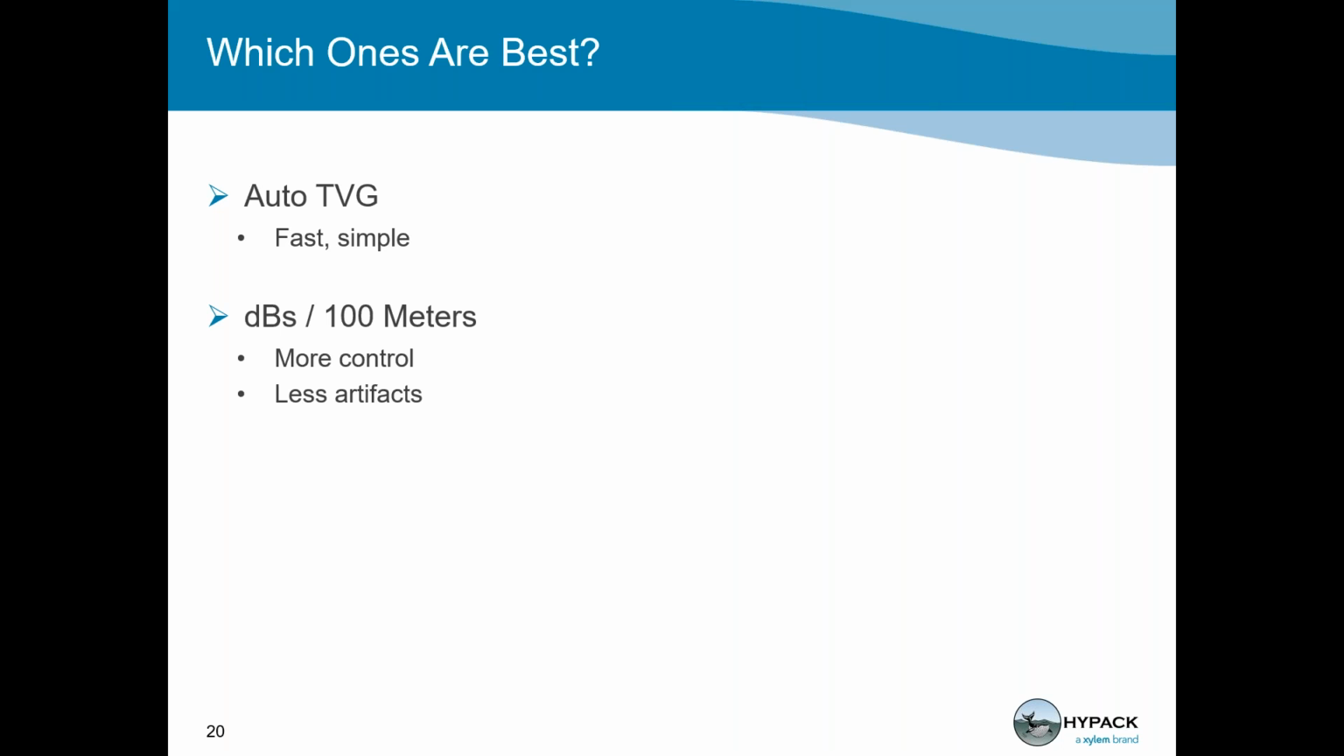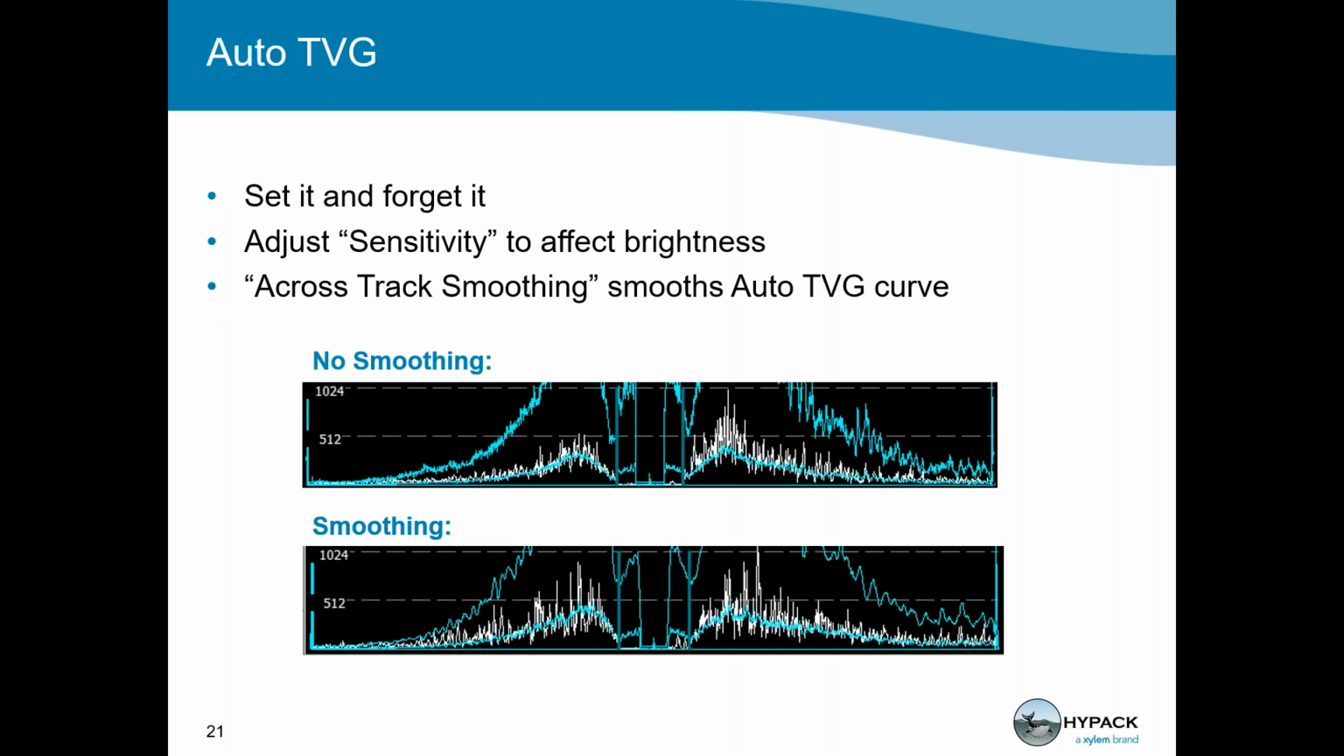And another favorite of mine is the decibels over 100 meters option. This one gives you a little bit more control over your raw signal, and it has fewer artifacts. And I'll get into what I mean by artifacts right now. So Auto TVG again is a set it and forget it. You just turn it on, and boom, you're already 90% of the way there.